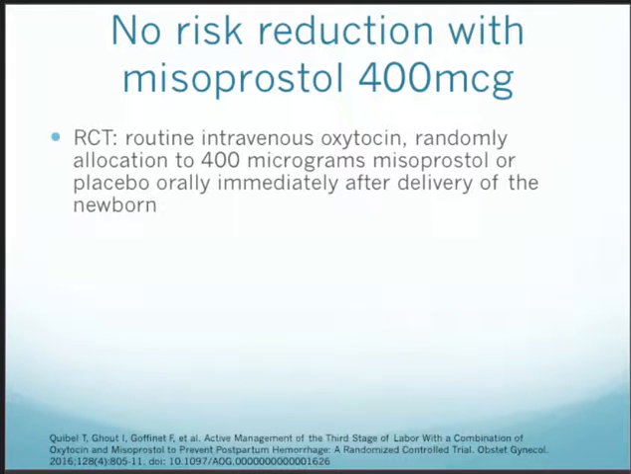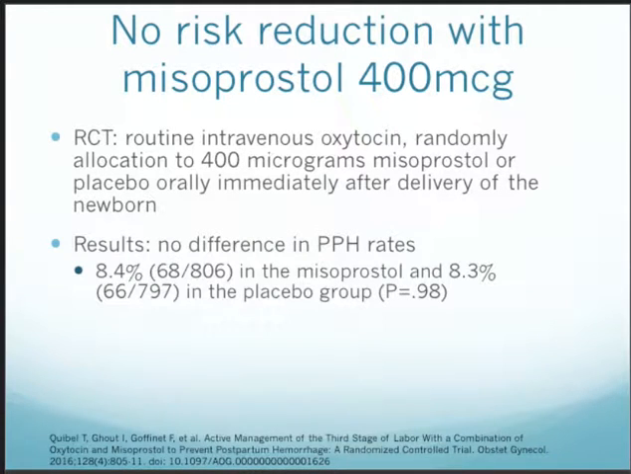Other drugs, misoprostol: a randomized clinical trial which compared routine intravenous oxytocin with misoprostol or without misoprostol. And in this randomized clinical trial, no differences were found in PPH rates. The PPH rate was 8.4% in the misoprostol group and 8.3% in the placebo group. And PPH here was defined as blood loss of more than 500 milliliters.